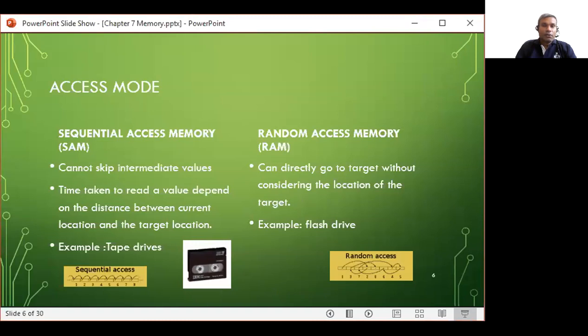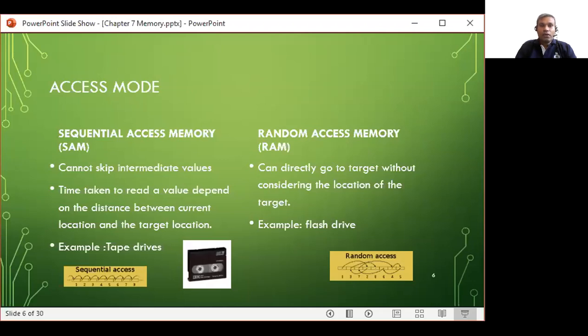But if you look at something like a modern MP3 player, it is a different scenario. You have a playlist, you just click it and it will directly go to that particular song. That kind of access is known as random access. If you have to go through all the data before going to the particular place, it is known as sequential access, or SAM. But if you can access any point at random, that is known as random access memory. A flash drive or RAM are good examples of random access memory, and things like tape drives are good examples of SAM.